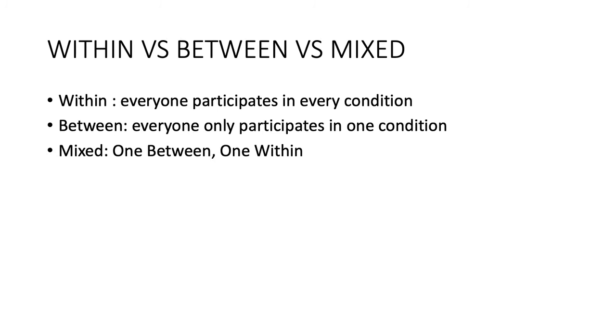Now, mixed versus between versus within. Within, everyone participates in every condition. In a between Factorial ANOVA, everyone only participates in one condition. In a mixed, you have one between variable and one within variable. That's basically how it works.